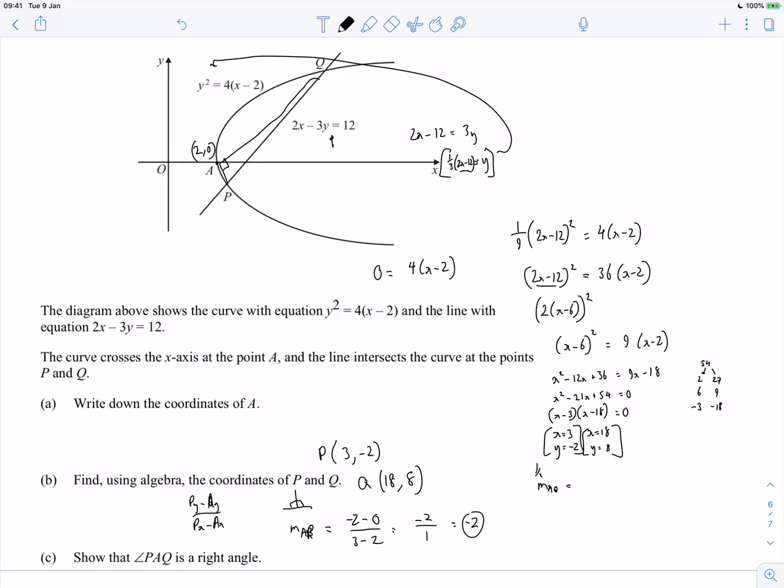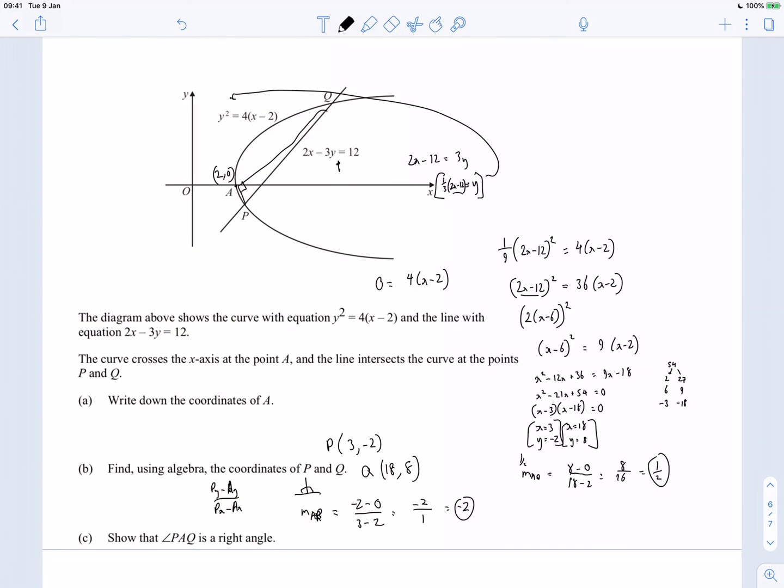So let's do the business. Q's y coordinate, minus A's y coordinate of 0, over Q's x coordinate, which is 18, minus A's x coordinate, which is 2. So that's 8 minus 0. 18 minus 2 is 16. 8 over 16 is a half. And indeed, they're negative reciprocals of each other. So they are indeed perpendicular.